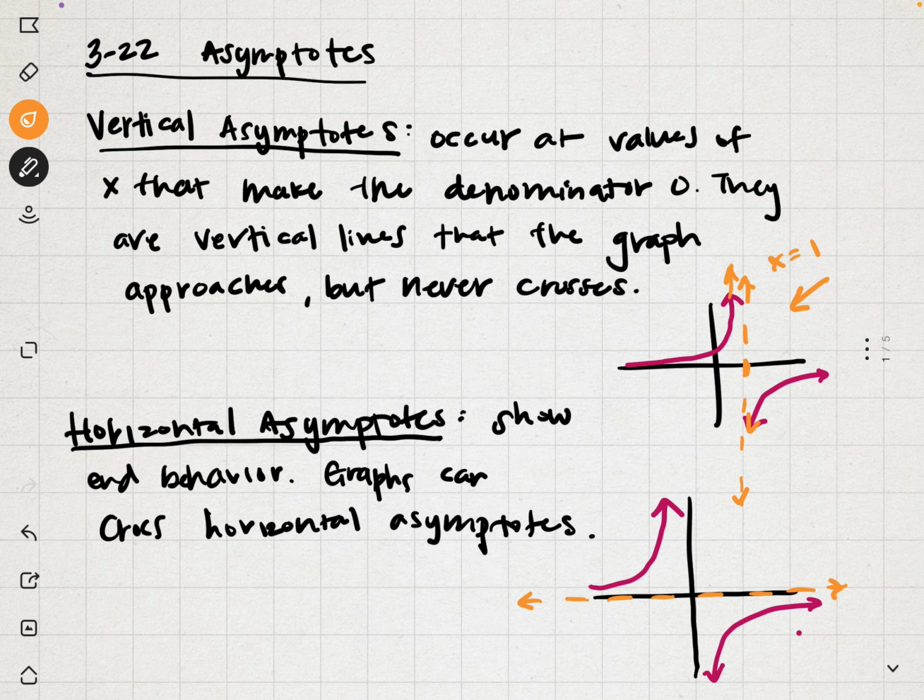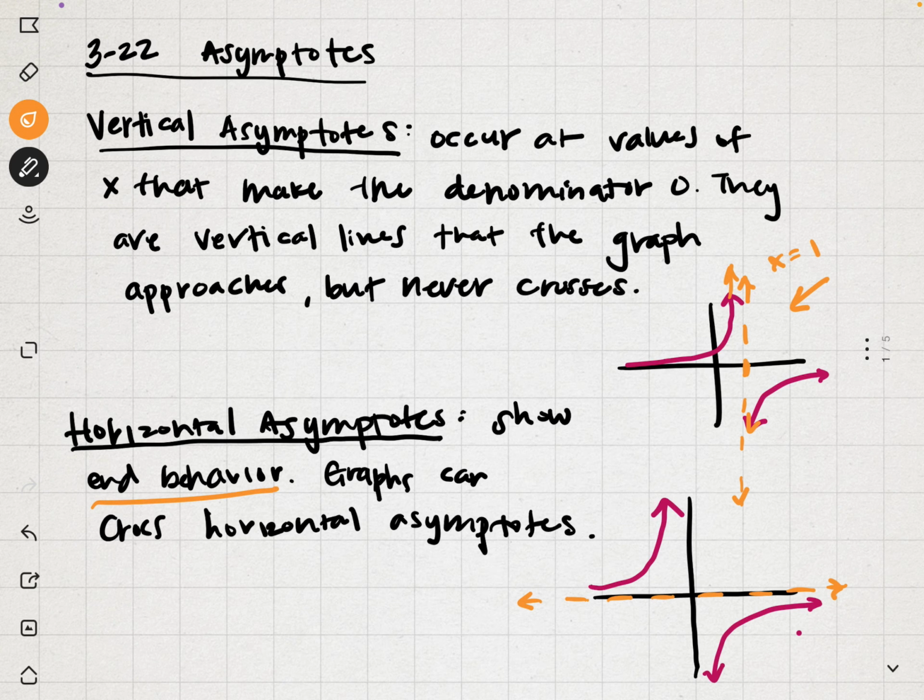Alright, for horizontal asymptotes, what they do is they show us end behavior. And end behavior means what's happening as we're approaching infinity and negative infinity. So if we go ever and ever further to the left or to the right, the horizontal asymptote shows what value we're approaching. One note here is that the graphs can cross horizontal asymptotes.